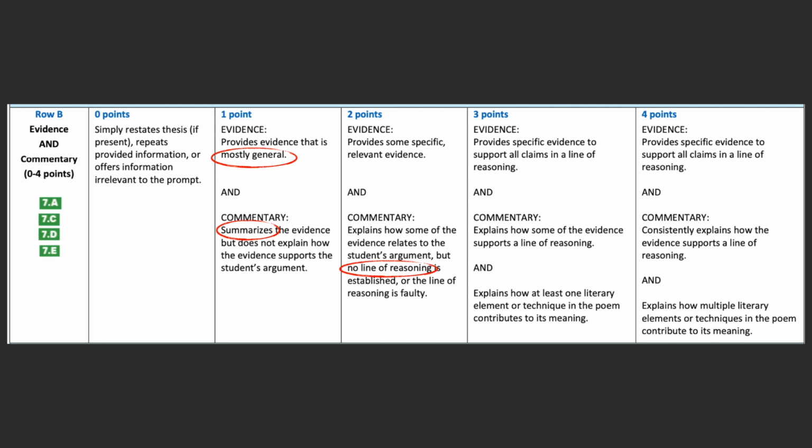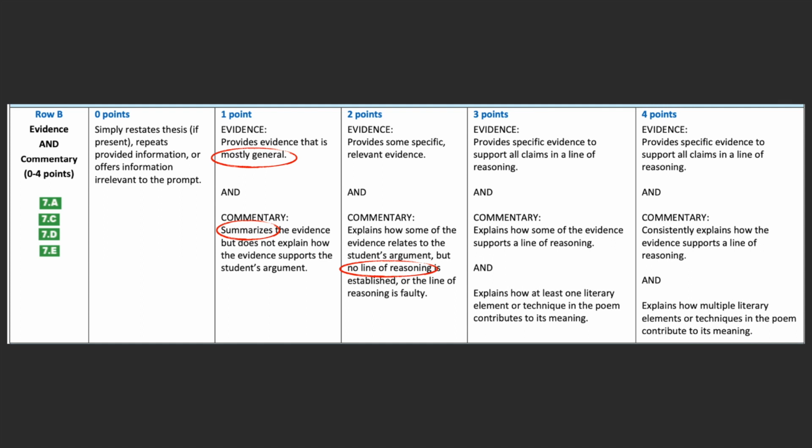Okay, so for 2 points, we start off with there's some specific evidence, but more importantly, in the commentary, there's no line of reasoning. And so, maybe you explain how some evidence relates to the argument, but without a line of reasoning, it doesn't really work together. And we'll talk about the line of reasoning in a minute.